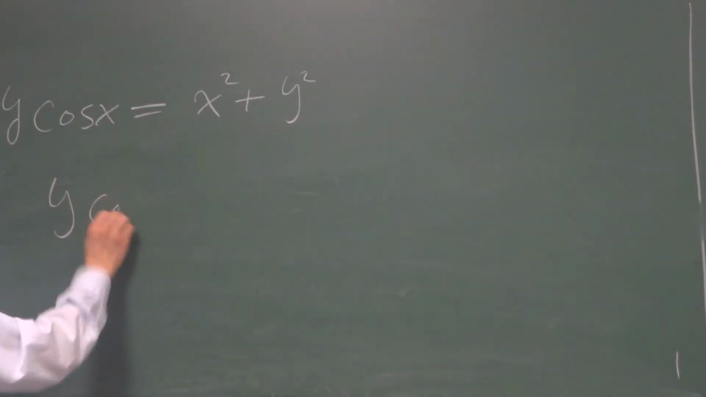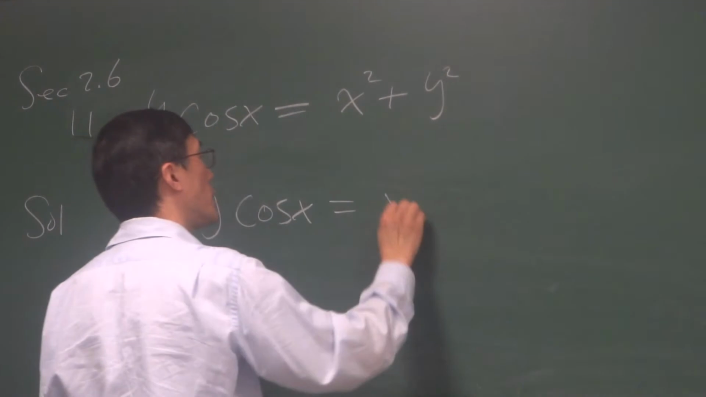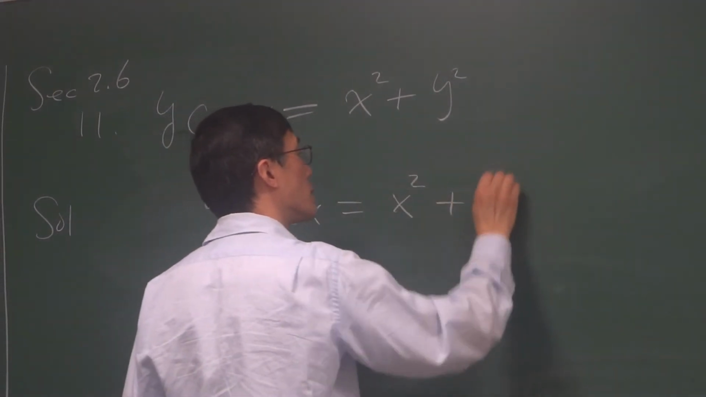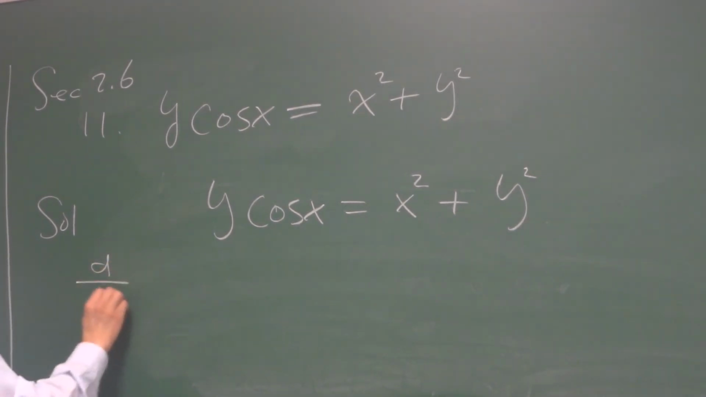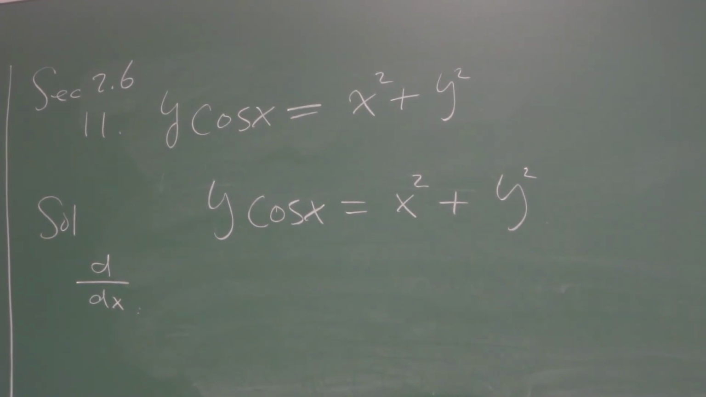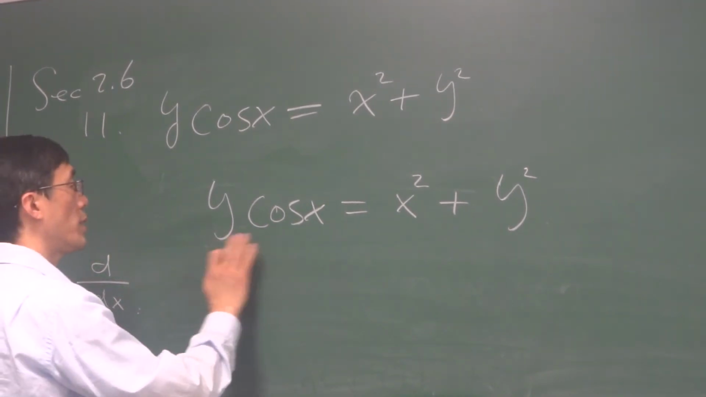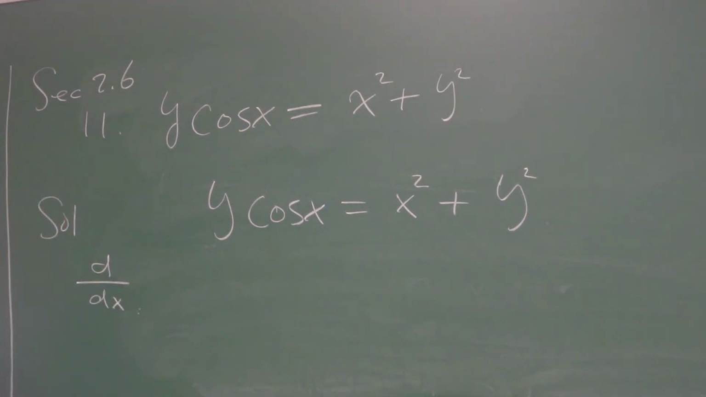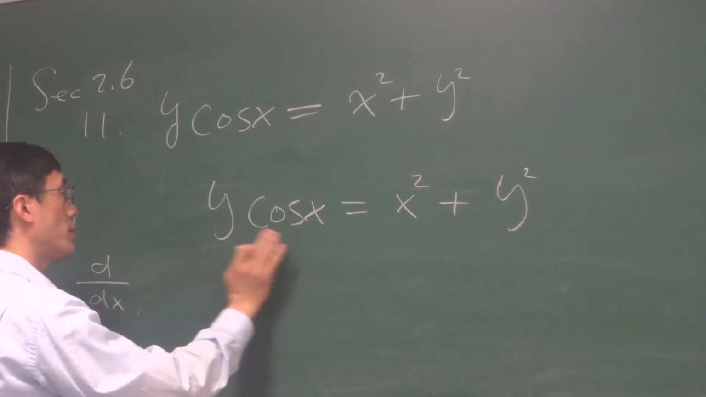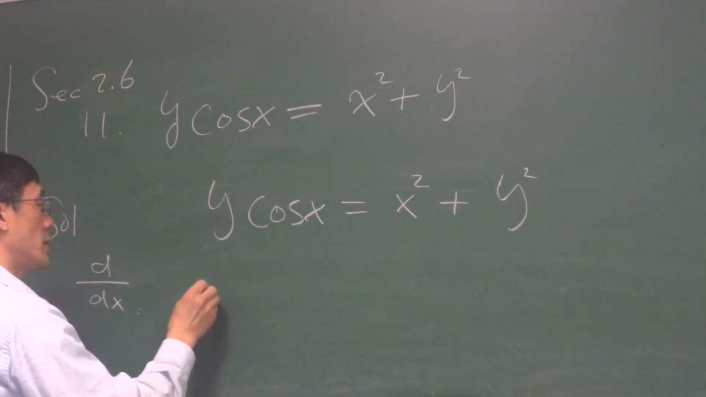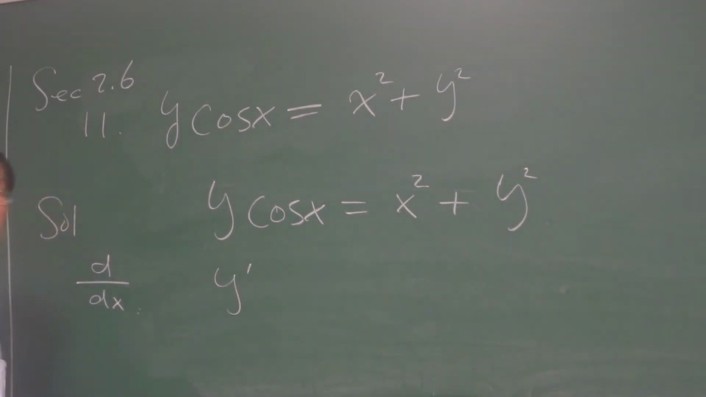You copy it, and then you just take a dx on both sides. Keep in your mind that y is really a function of x. So here on the left, obviously you apply the product rule. A product says f prime g, and f prime in this case is just y prime because y is a function of x.